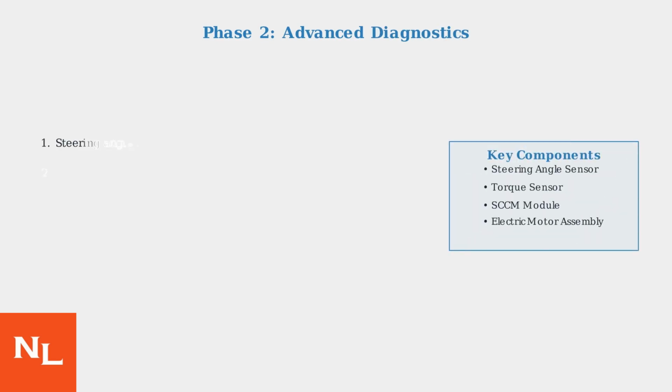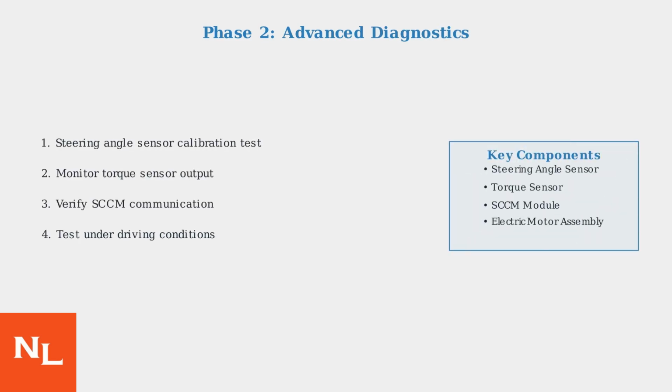Phase 2 involves advanced diagnostics. Perform steering angle sensor calibration tests and monitor torque sensor output during steering input. Verify communication between the steering column control module and other vehicle systems, then test system response under various driving conditions.